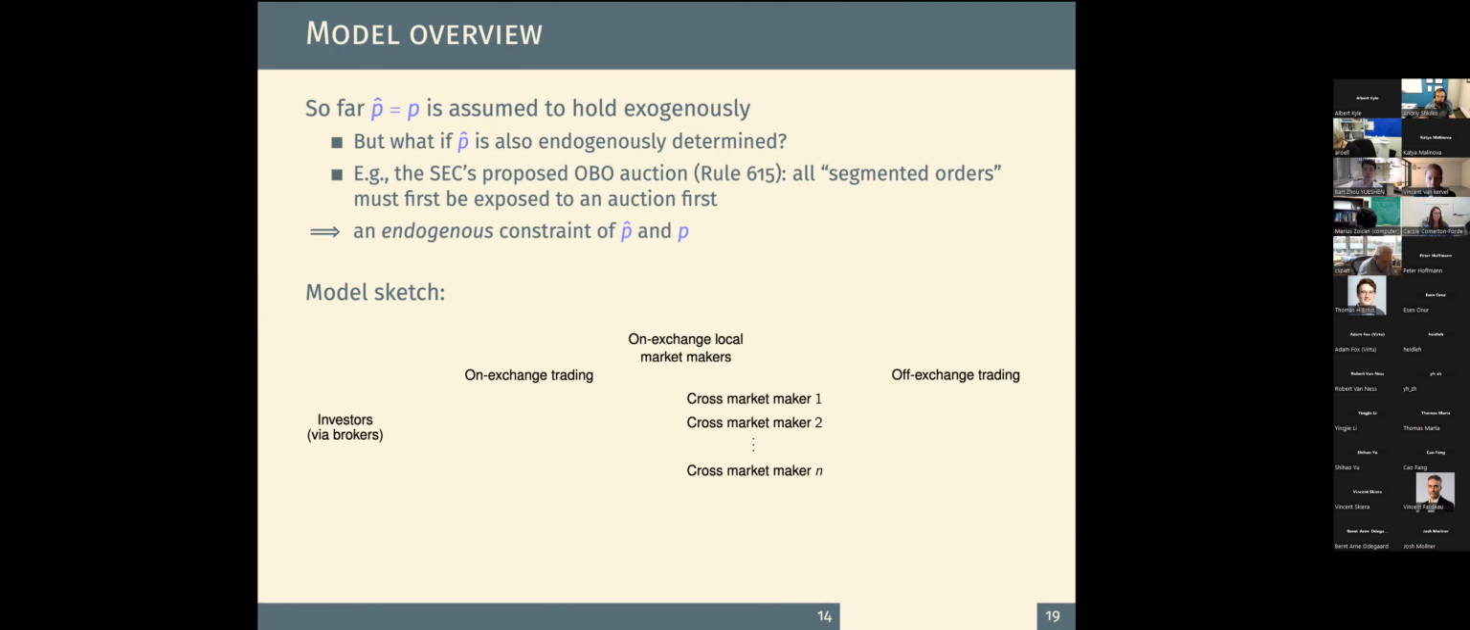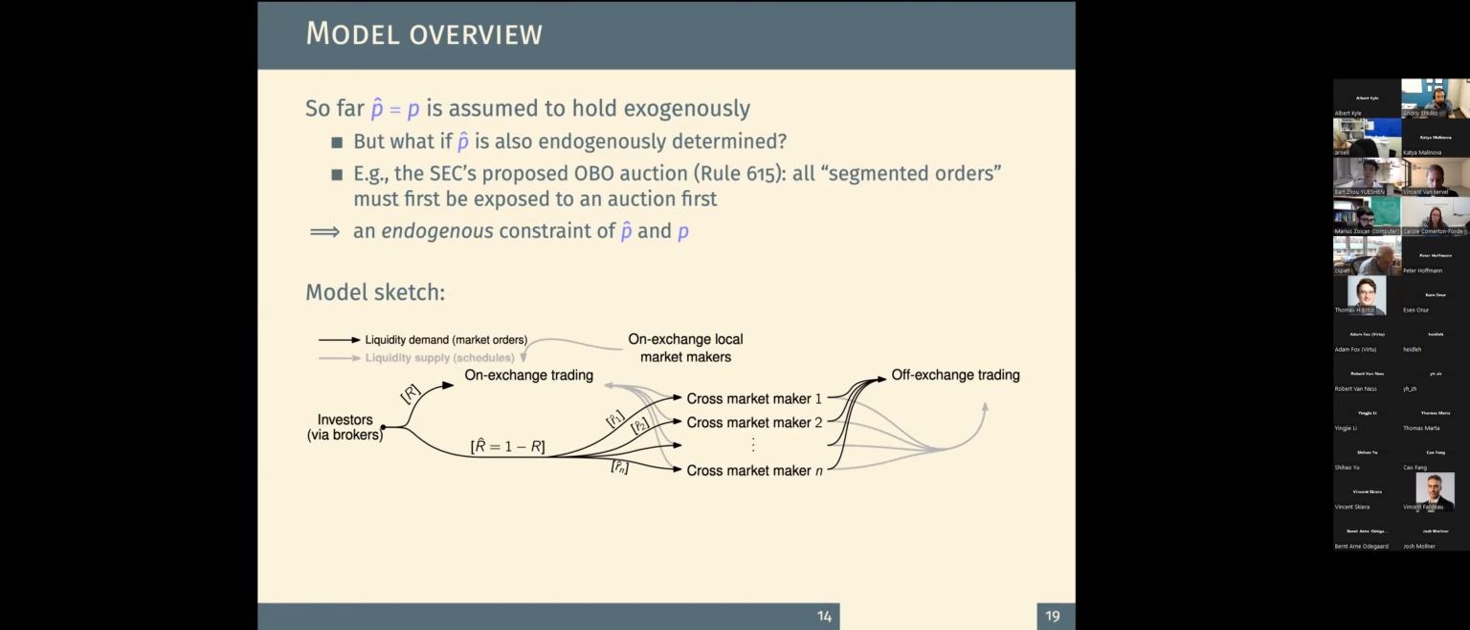Again, we have on exchange trading and off exchange trading. And similar to before, the liquidity demand orders are submitted by the investors, and part of them route to the exchange and the rest route to the market makers. Different from before, instead of executing these orders against their own book, these cross-market makers now have to run an auction. So all of these cross-market makers can participate in the off-exchange auction as well. Okay?